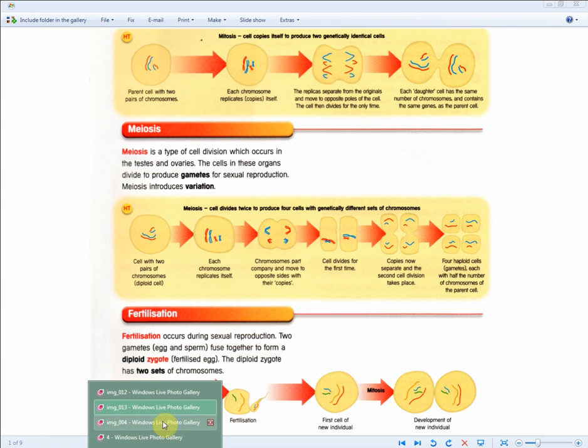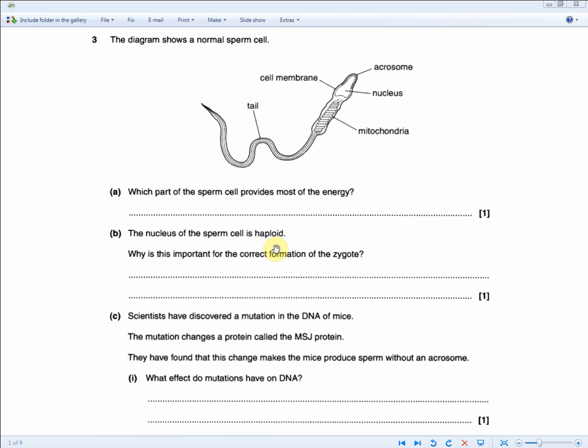So to answer the question, why is this important for the correct formation of the zygote? You could actually write 23 plus 23 equals 46, and that will actually get you the mark. But of course, you want to write a bit more to explain what these numbers mean. So you would say it's important because on formation, the normal number of chromosomes will be created and not just half the number, or something along those lines. It doesn't have to be word for word, but as long as you explain the idea that the normal number can be reached, and that normal number is 46.